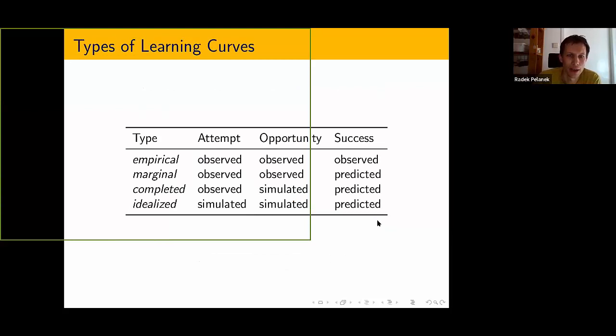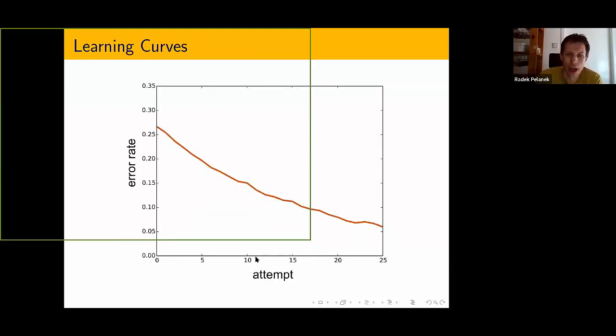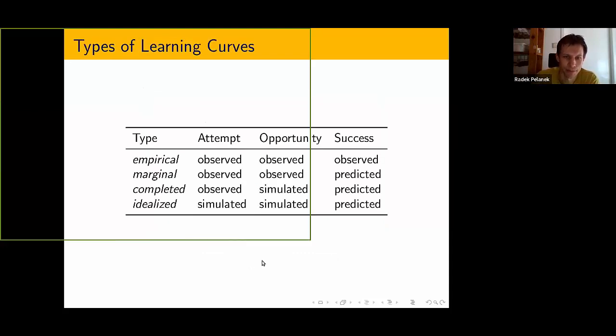With the AFM model, the problem is that the learning curves can be constructed in several ways. The construction of learning curves is complicated by the fact that each item is relevant to several skills. So it's not easy to say how we should compute the error rate and how we should count the attempts when there are several skills per item. In the paper, we describe several types of learning curves which make sense for the model, from empirical, which is based only on the observed data, to idealized, which is constructed using the fitted model and some simulated attempts.